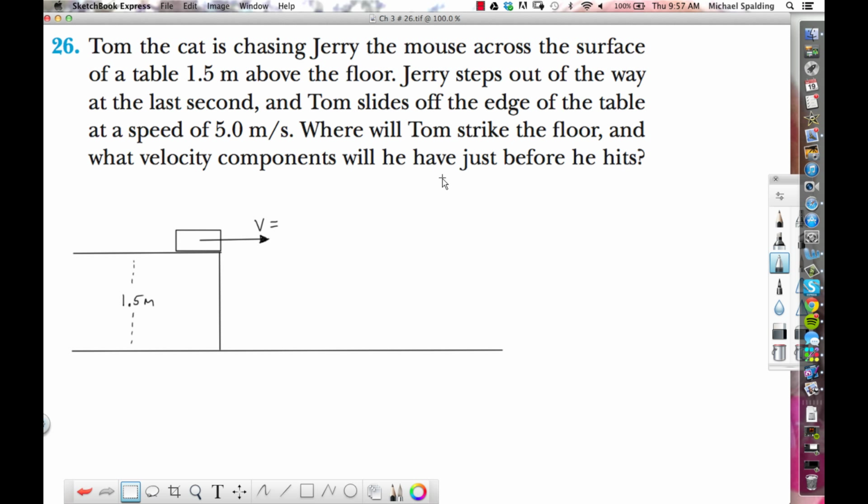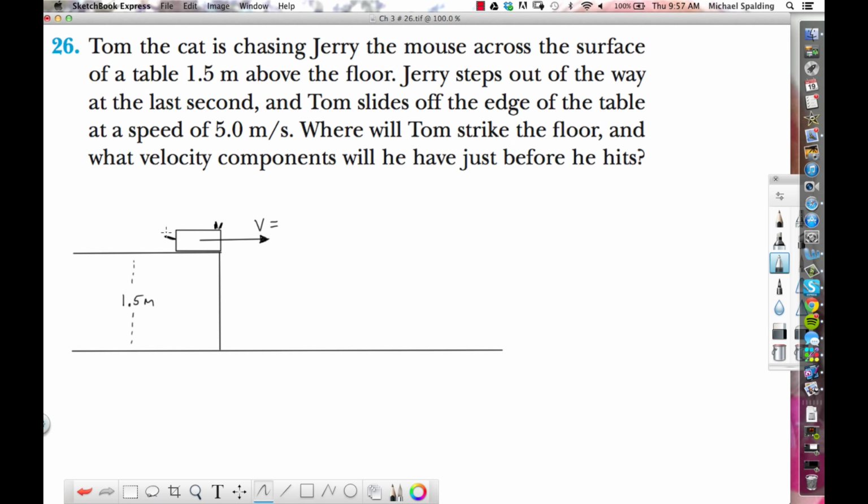Okay, so Tom the cat. I can't draw Tom the cat or Jerry the mouse. So here's a box. I have no art skills at all. Well, let's see who's going. Jerry steps out of the way. So Tom the cat, here's some ears on him, and here's a little tail. I don't have any art skills.